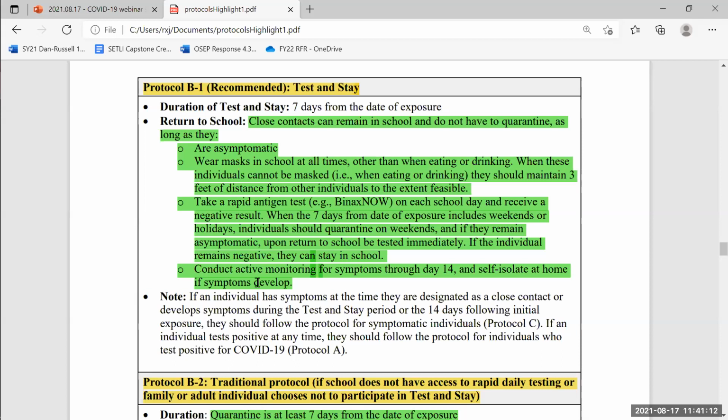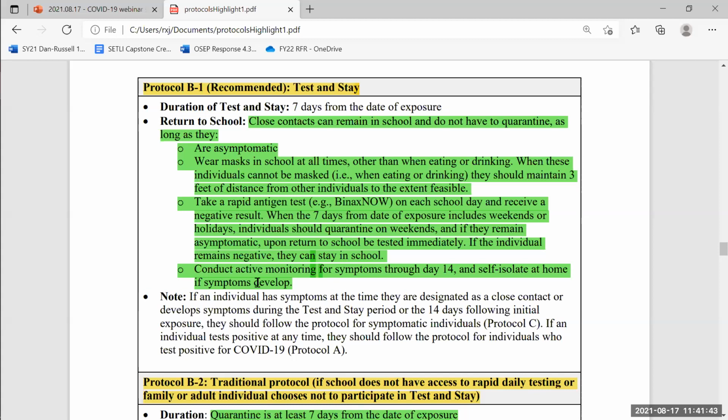So we're looking to be able to count up to day 7 from the date of exposure. And we're just asking that you establish a system where you can conduct that rapid antigen test on a daily basis, looking for those results, hopefully seeing a negative result, and being able to keep our students in school. We know, though, that very often that 7-day period is going to fall over a weekend or a long weekend.